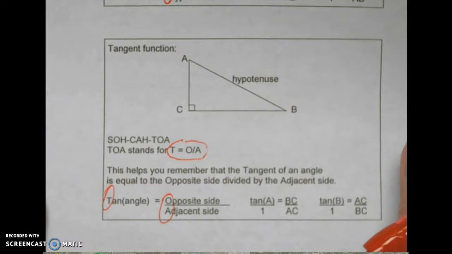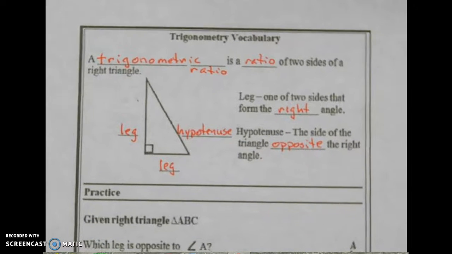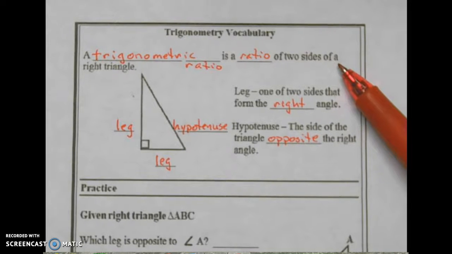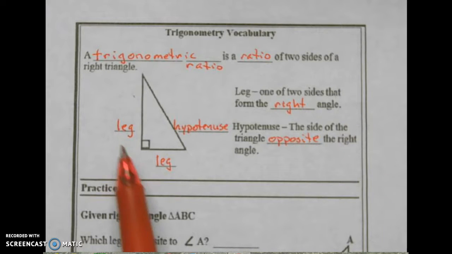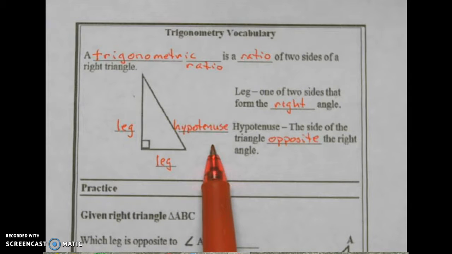So let's take a look at triangles and what we're looking at with the different sides of a triangle. So go to your other pink page of notes that you picked up today with our trigonometry vocabulary. A trigonometric ratio is just a ratio of two sides of a right triangle. We talk about the legs are one of the two sides that form the right angle. So leg 1, leg 2, they form the right angle. We talk about the hypotenuse being the side of the triangle opposite the right angle.